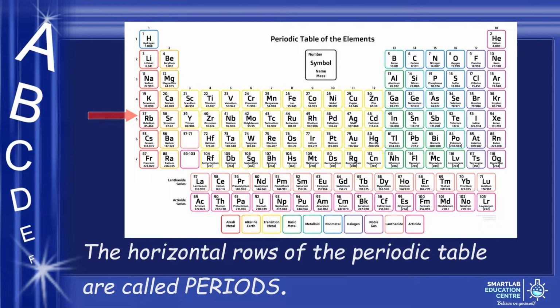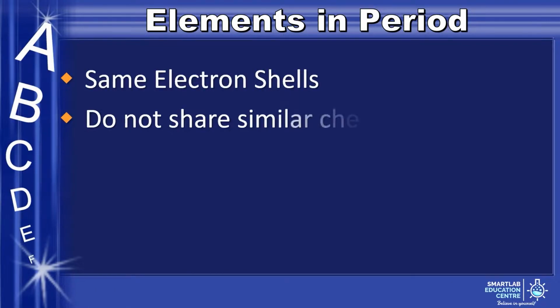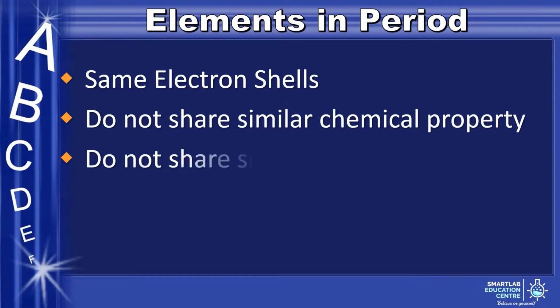As indicated by the red arrow, the horizontal rows of the periodic table are called periods. Elements in a period have the same number of electron shells. However, they do not share similar chemical properties and do not share similar physical properties.